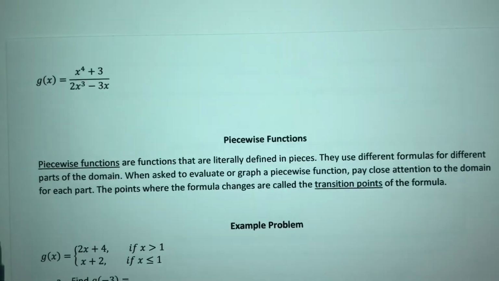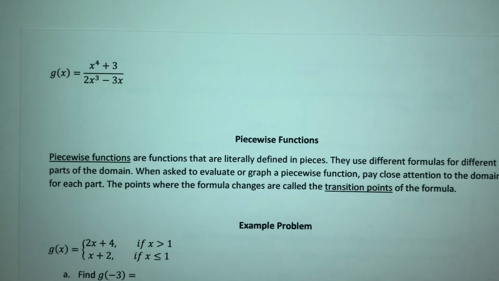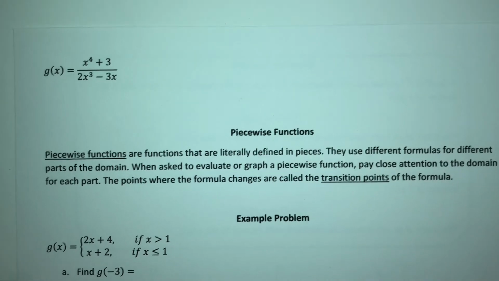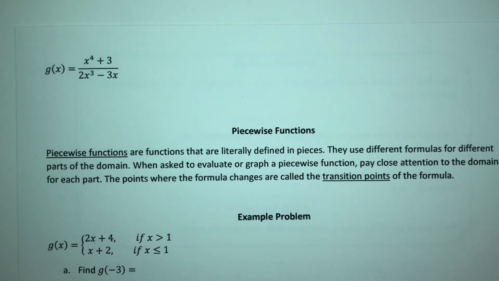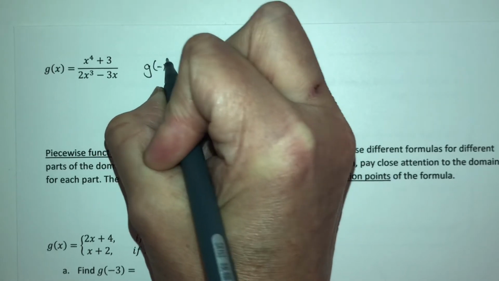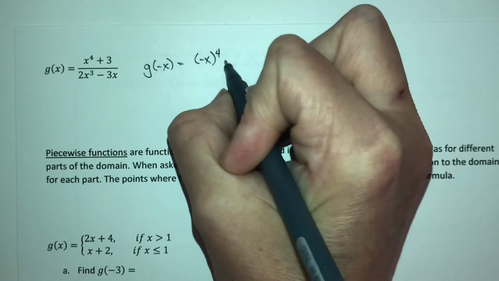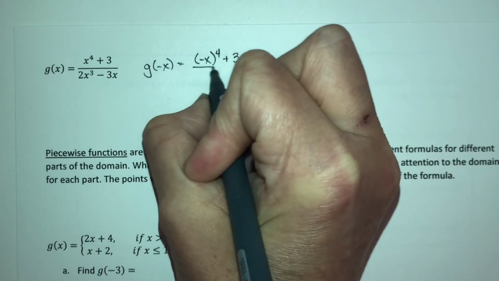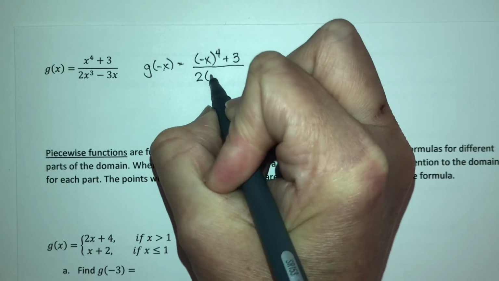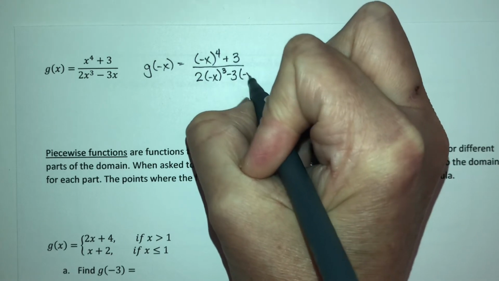Okay, now let's look at one of those where the trick will not work. This is a rational function, not a polynomial, although it does have polynomials in the top and in the bottom. But if we want to know whether this is even, odd, or neither, we're going to have to do it the long way by plugging in negative x. So let's figure g of negative x. And that gives me negative x to the 4th plus 3 over 2 negative x cubed minus 3 times negative x.